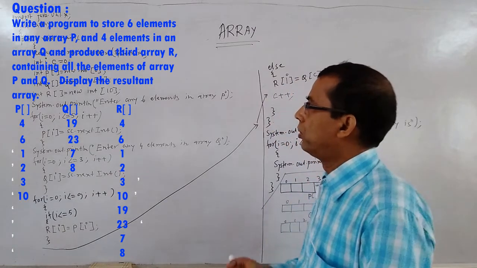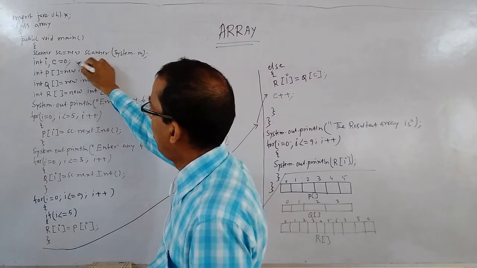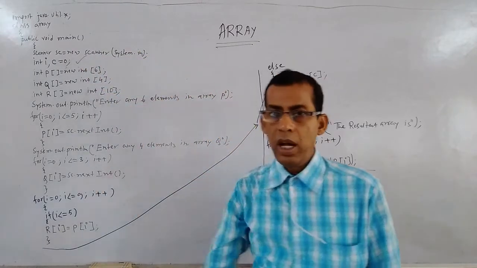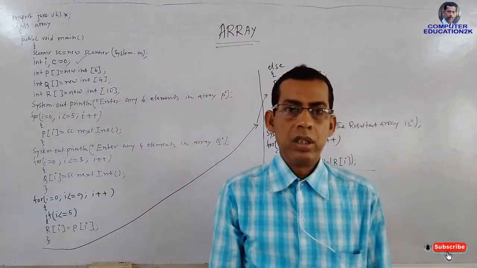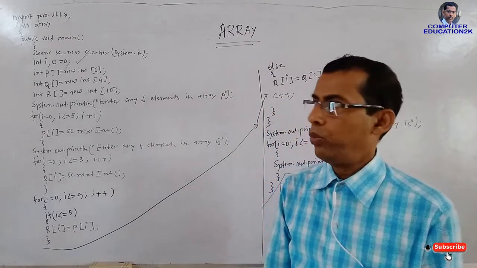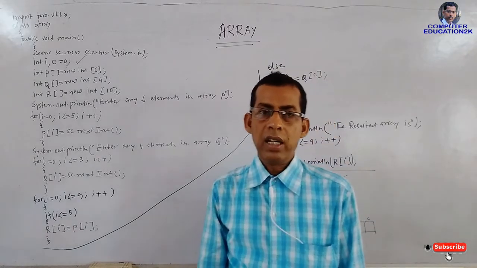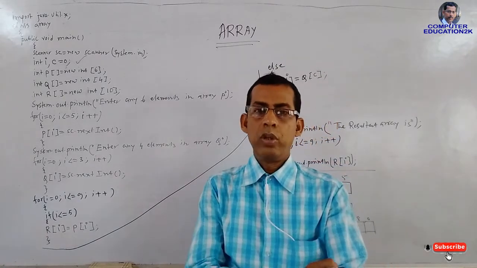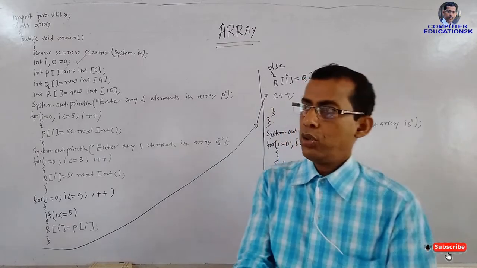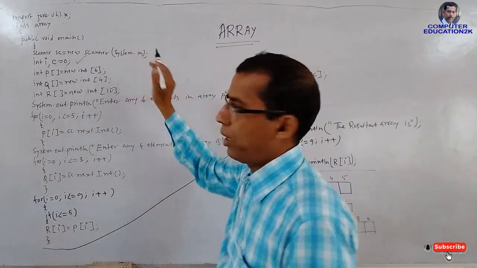Okay. So let's see. I will discuss from here. So I have taken here 2 variables, I and C. I for the loop and C I will say afterward. And I have to declare 3 arrays, and all 3 arrays are int type because we have to enter whole numbers. So I have declared 3 arrays P, Q and R.